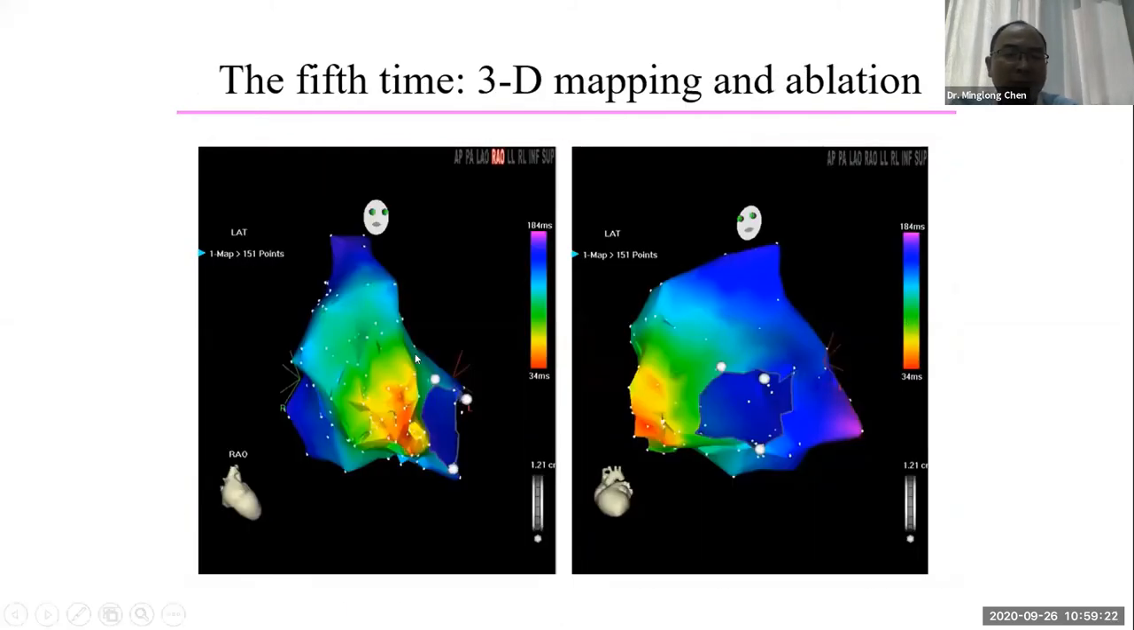So then we decided to do the atrial map to search for the earliest activation. But you can see this is a broad region of earliest activation. This is the annulus area, and this is the earliest activation area.